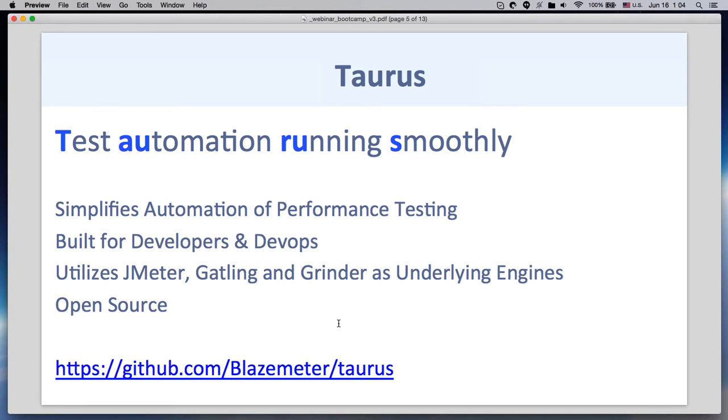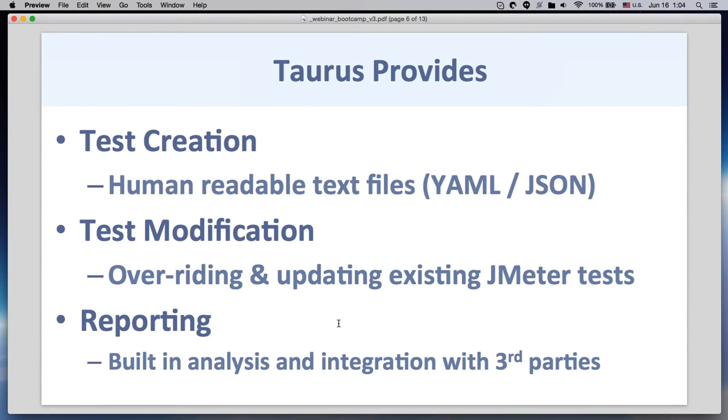It makes it easy to create tests. It was built for developers and DevOps, really giving them an easy interface for testing. Under the hood, it utilizes JMeter, Gatling, and Grinder as the underlying engines, and it's open source. You can click the link at the bottom. It's an active project, which we've been working on for the past few months.